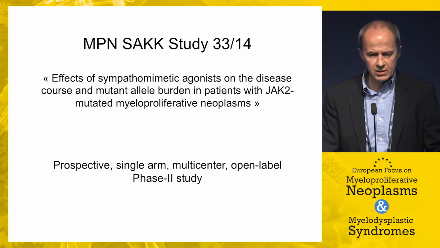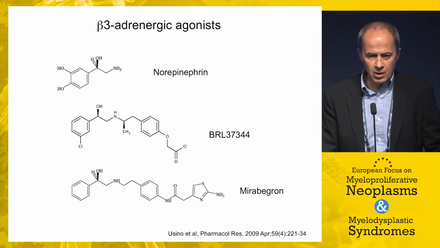It's a prospective single-arm multicenter phase 2 study. And here are the compounds. This is the compound that was used in the mouse study. There's a species barrier, so this compound doesn't work well in humans, whereas this compound, mirabegron, does not work well in the mouse, but they bind to the same type of beta-3 adrenergic receptor.